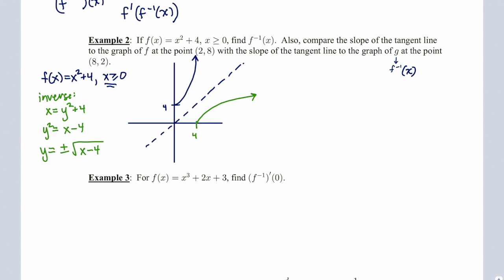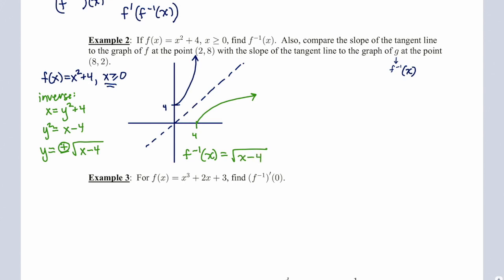And from the way I know this graph needs to look, I know that I need to choose the positive square root. If the domain for f had been restricted to x less than or equal to 0, that would mean I would choose the negative square root here when I'm trying to find the inverse. But as it is, we want the positive square root. So we can say the inverse function for the function that was given would be positive square root of x minus 4.